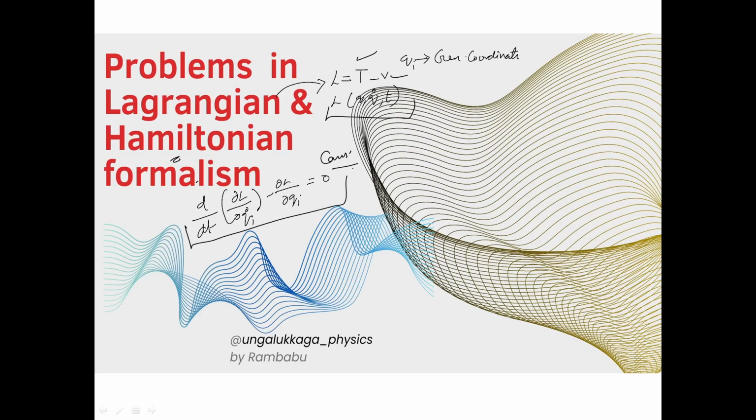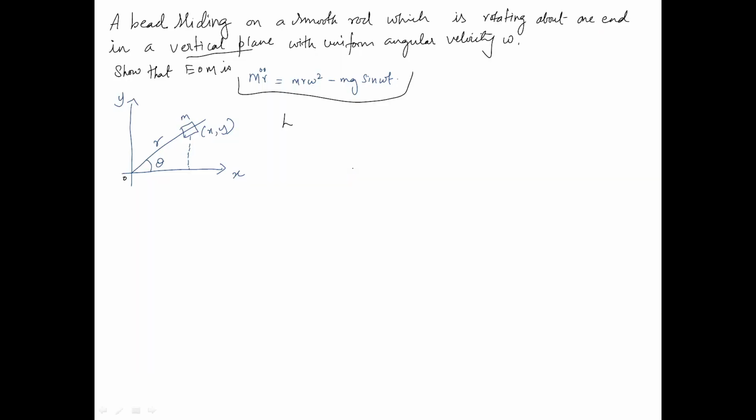Right? Okay. So here we have a first problem. They gave the equations of motion, right? There's a bead which is sliding on a rod, and the rod is in a vertical plane, and it has a uniform angular velocity. These are the pieces of information given in the problem.